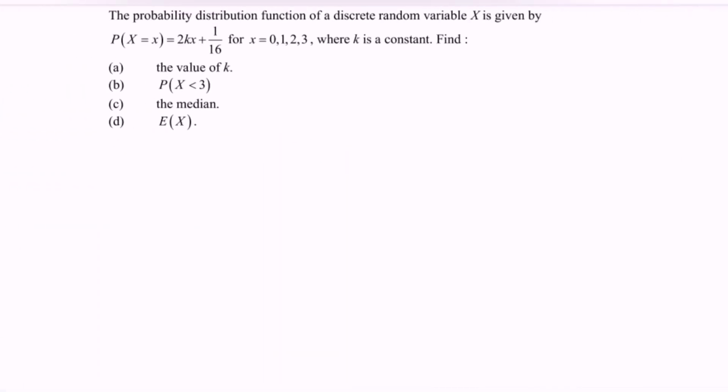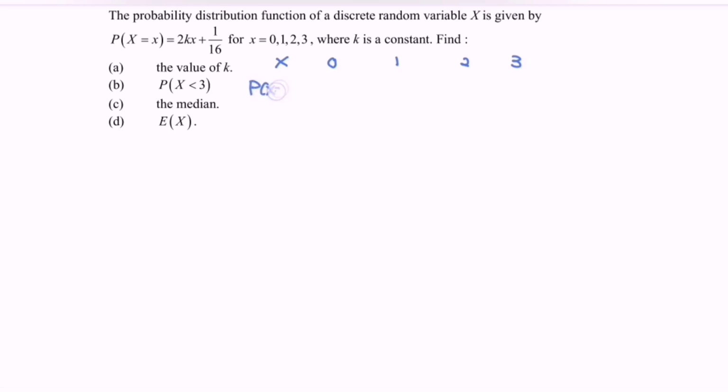Hello everyone, in this video, I'm going to discuss the example for random variable. The probability distribution function of a discrete random variable x is given by the function below, for x equals 0, 1, 2, and 3. So here we have the random variable 0, 1, 2, and 3.